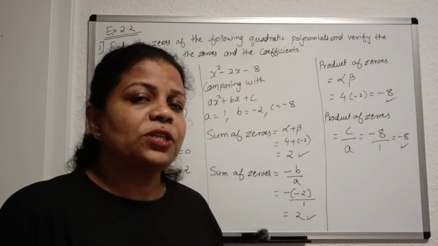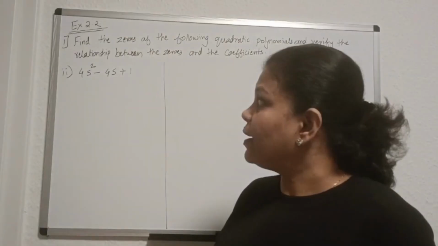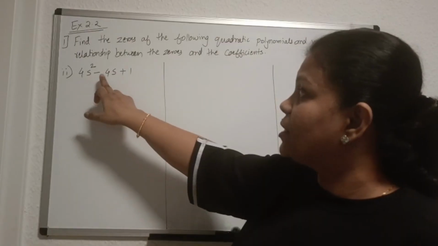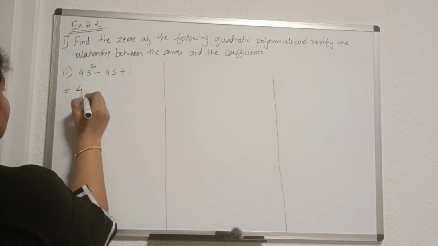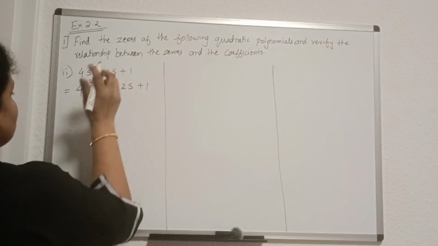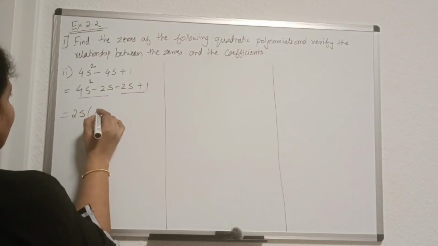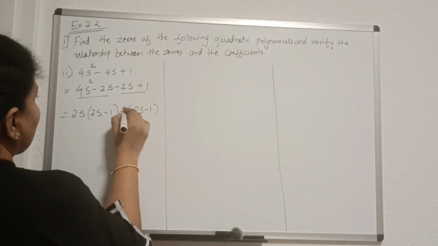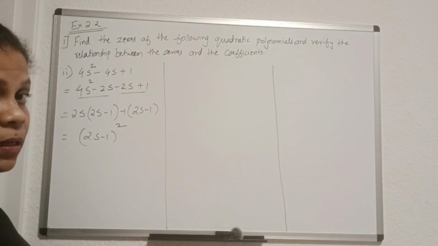Okay, let us go to the next question. Sub question 2. Okay, now let's start with our next question, where we have to factorize, or we have to find the zeros of 4s square minus 4s plus 1. Okay, so here I can do again middle term splitting as minus 2s minus 2s plus 1. So if you try to take out common, it will be 2s, 2s minus 1, minus 1 times 2s minus 1. So you will get 2s minus 1 the whole square as the factorization.